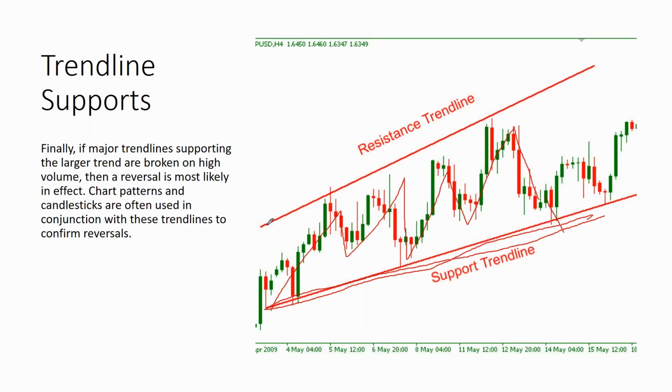But to do this nicely, you could draw an upper trend line as well as your support trend line, with your price in between, and you basically form a trading channel. As long as price is moving in there upward and downward, you're pretty fine. Finally, if a major trend line supporting the larger trend is broken on high volume, then a reversal is most likely in effect. Chart patterns and candlestick patterns are often used in conjunction with these trend lines to confirm reversals.